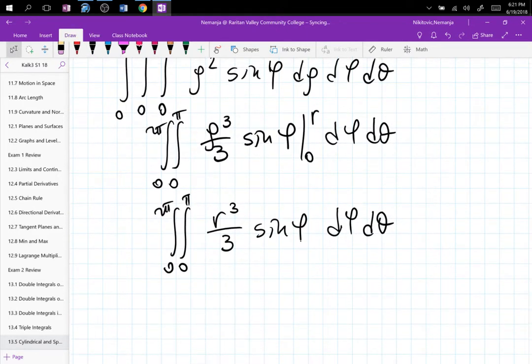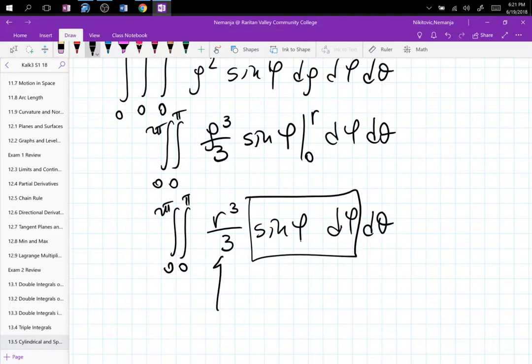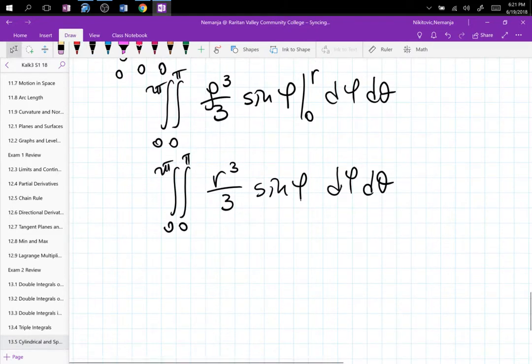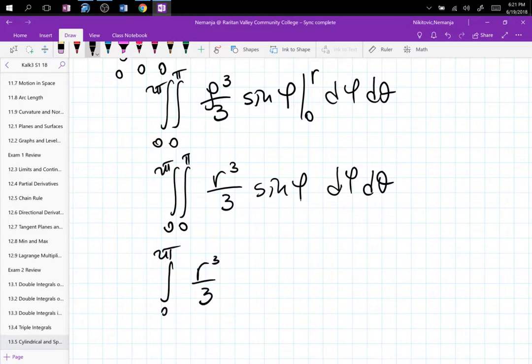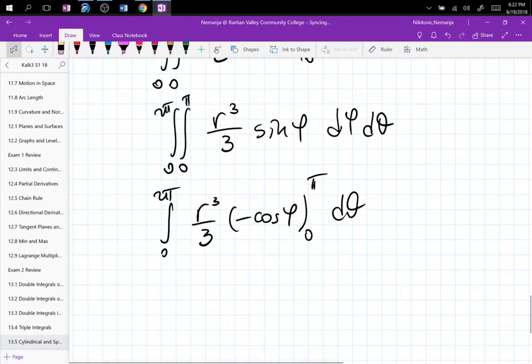Nice. Moving on. The next integral I have to do is this one. That's a constant because it doesn't have any phi in it. So the outer integral 0 to 2 pi remains. R cubed over 3 is a constant, leave it alone. The integral of sine phi is negative cosine phi. Yes, the integral of sine is negative cosine. Going from 0 to pi, we still have d theta.